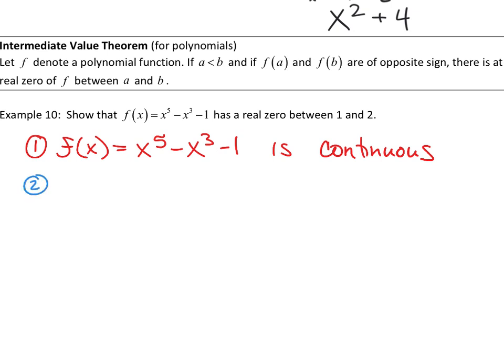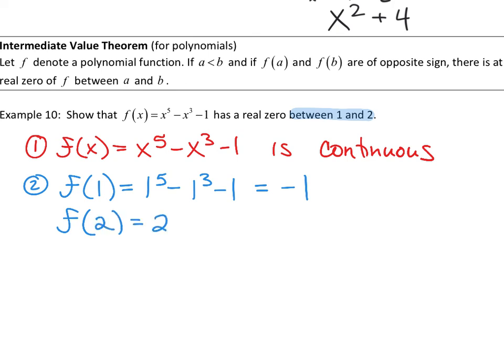The second thing is we need to know the value at the first point and the value at the second point. This one is asking me between 1 and 2, so those are the numbers I'm plugging in. F of 1 would be 1 to the 5th power minus 1 to the 3rd power minus 1. It ends up being -1. And the second number I'm plugging in is 2. 2 to the 5th power minus 2 to the 3rd power minus 1. That's 32 minus 8 minus 1, which is 23.